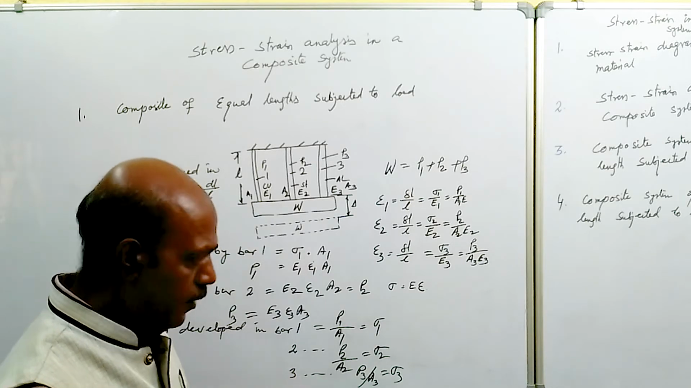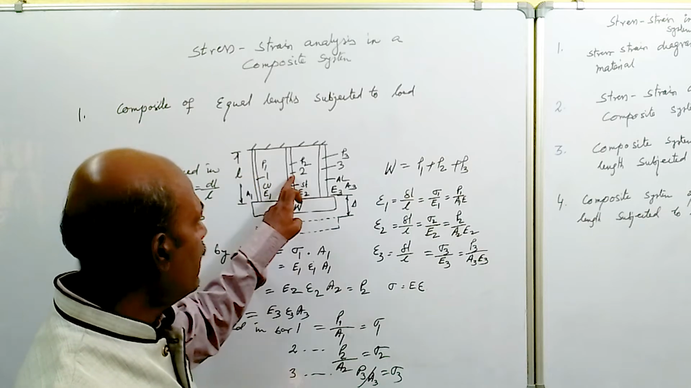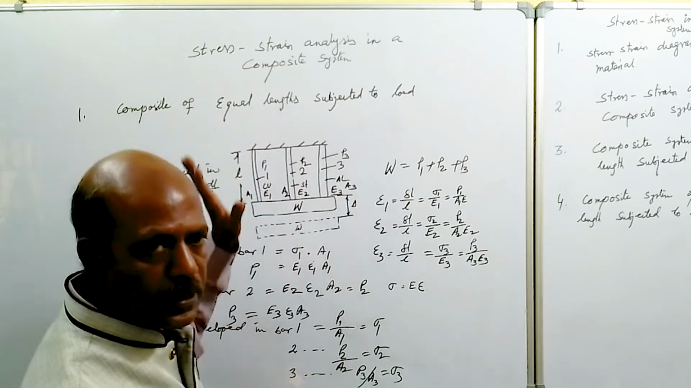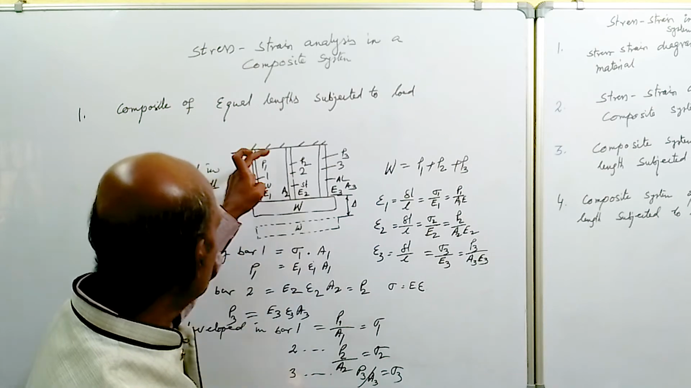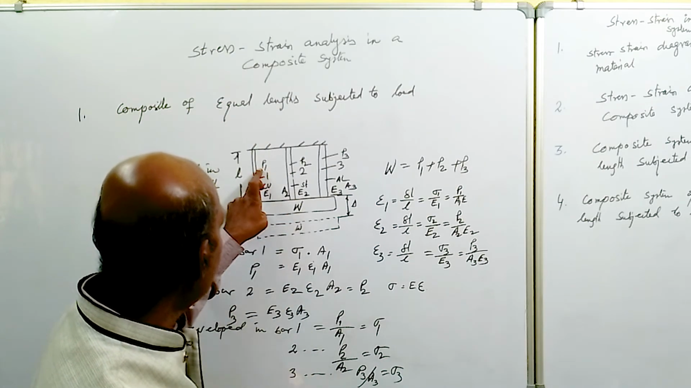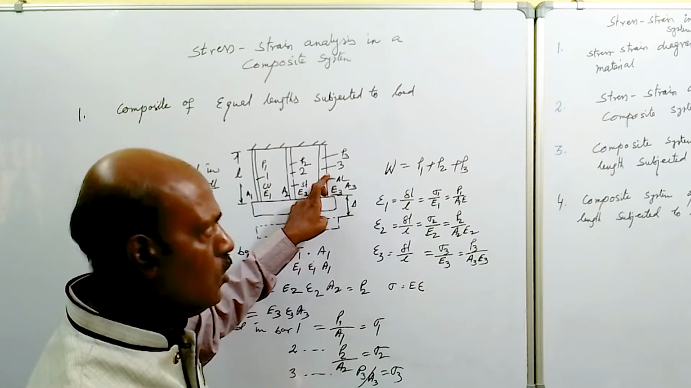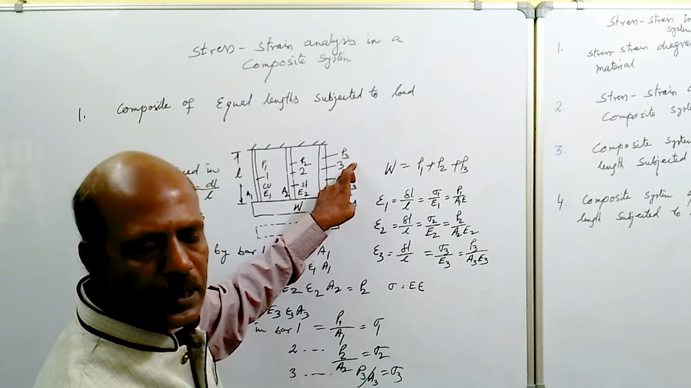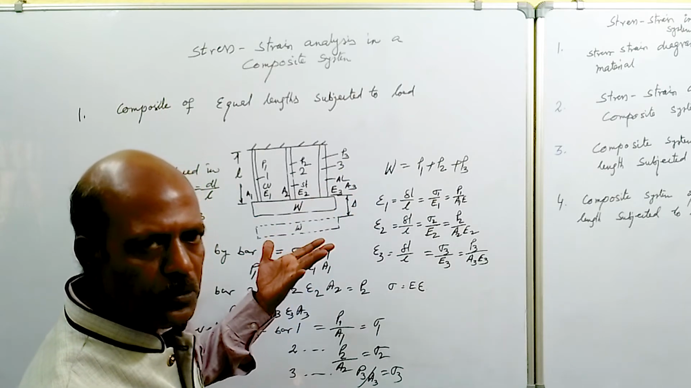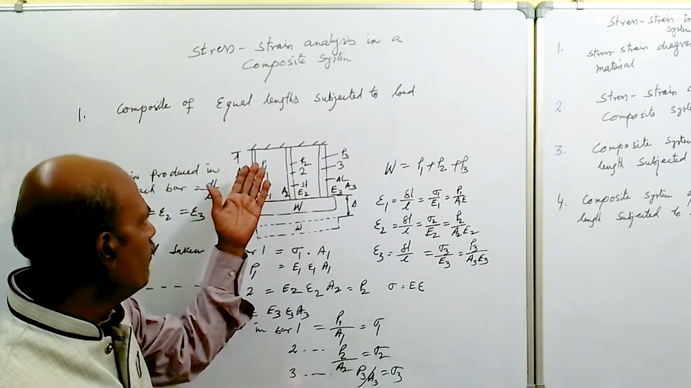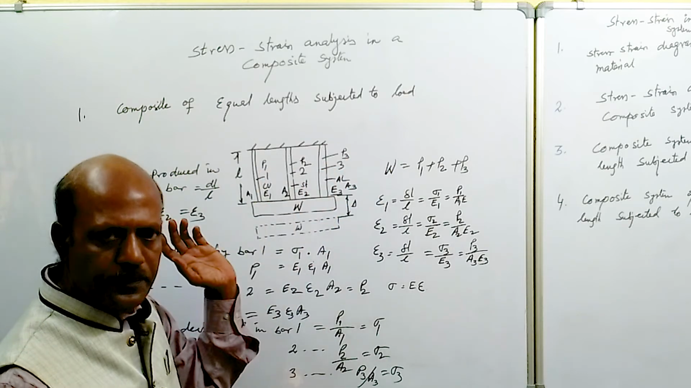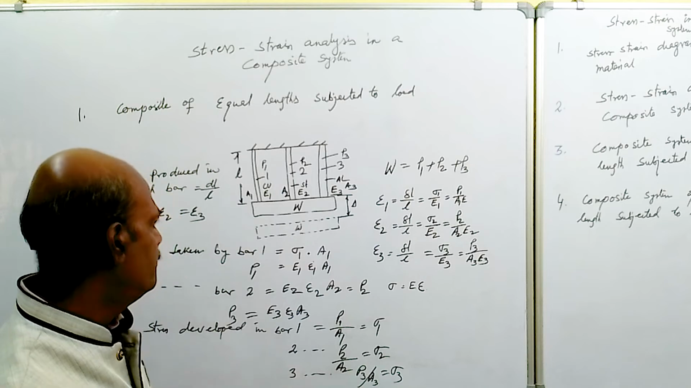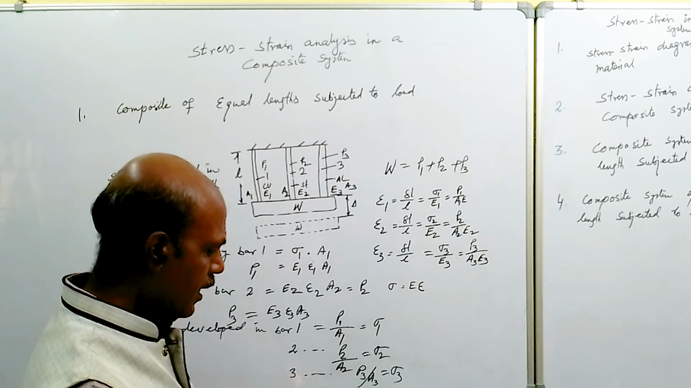So when the load is shared by a number of members, more than one, then that comes under the composite system. Total load is shared by first, second and third member. Considering P1, P2 and P3 are the load taken by member 1, member 2 and member 3, and strain developed in all the bars is same. Now we will see another case.